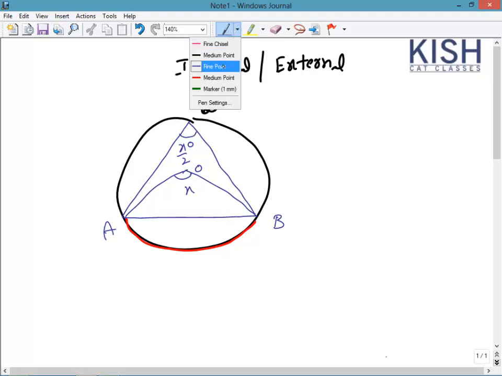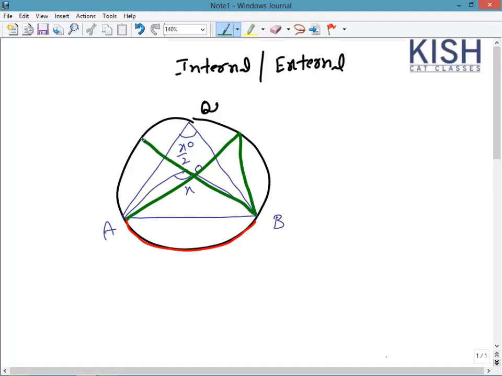This means that on the same side I can draw any number of such angles. This is also equal to x by 2, while this is also equal to x by 2, and this is also equal to x by 2. The angle made by the segment at the center is twice the angle made by the segment on the same side on the circumference, and all the angles made by the segment on the same side at the circumference are always equal.